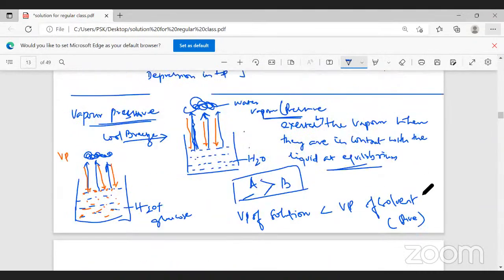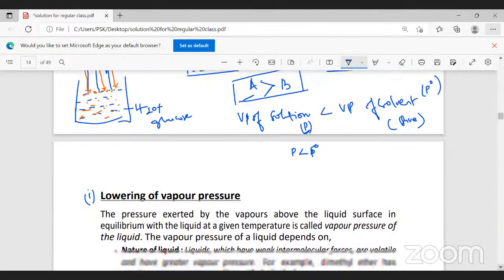vapor pressure of a pure solvent is represented as P naught, and vapor pressure of a solution is represented by P. So you should always remember that P is less than P naught. That means the vapor pressure of a solution is less than the vapor pressure of a pure solvent. This is the representation. P is less than what? P naught.